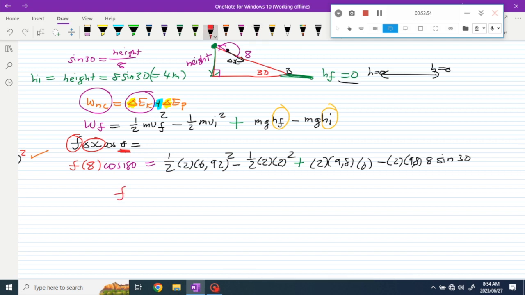So now all we have to do is solve for friction. You plug all of this into your calculator and then you divide by 8 cos 180. And in the end, the final answer is going to be exactly the same, 4.13 newtons. You're going to get 1 mark for your formula, 1 mark for subbing on the left, 1 mark for subbing on the right, 1 mark for your final answer, provided you write down your unit of measurement.